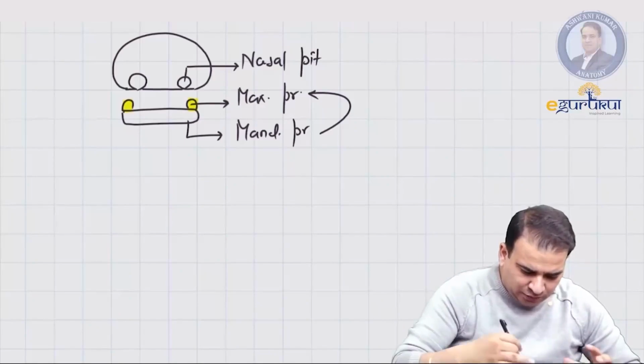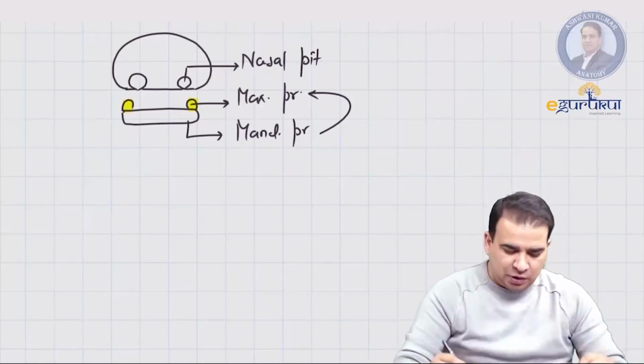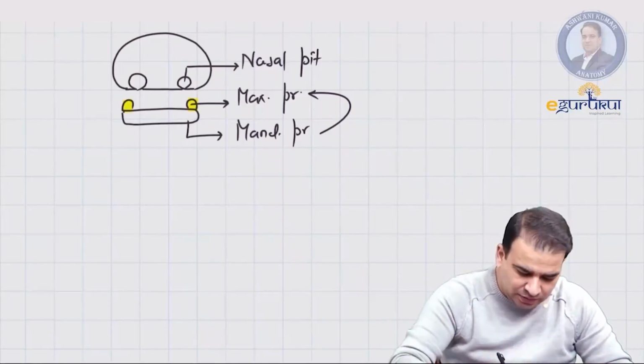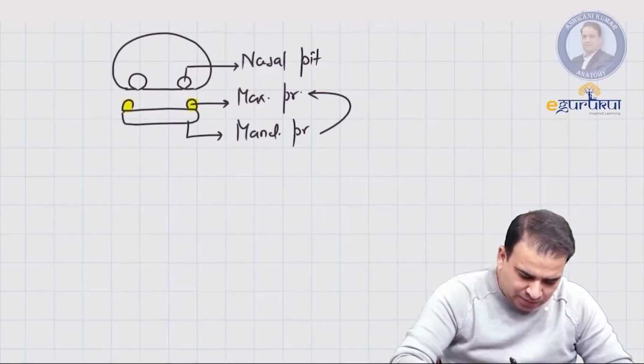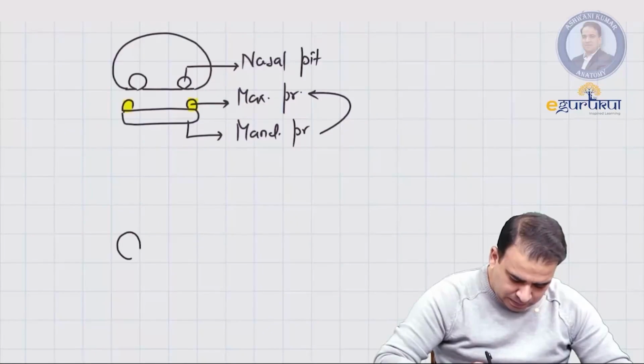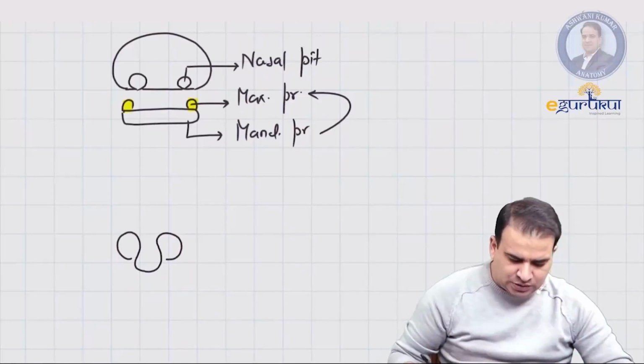So let me draw one final picture of how this overall thing will look, when this maxillary process will also fuse with the structures above. Okay, and I'll be using some different color to denote them. So first of all, if this is the nasal pit, which is now kind of close.